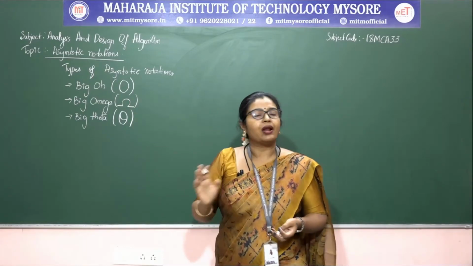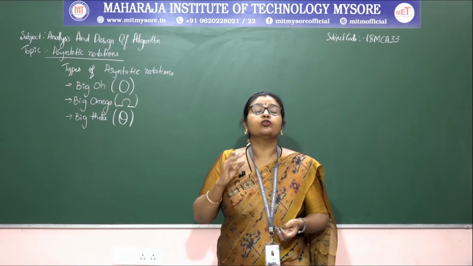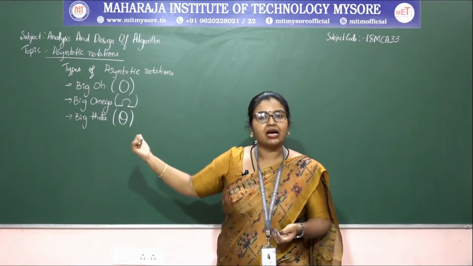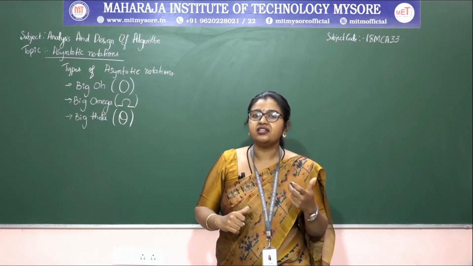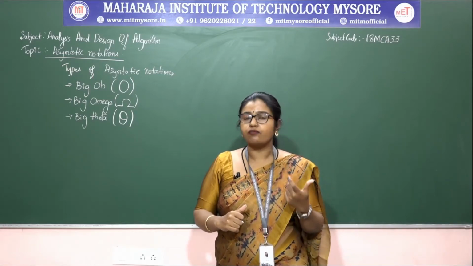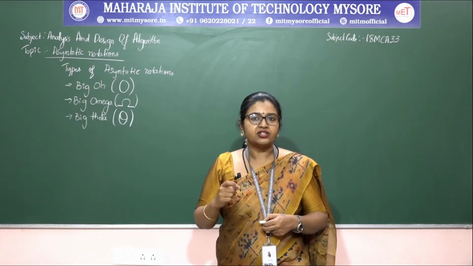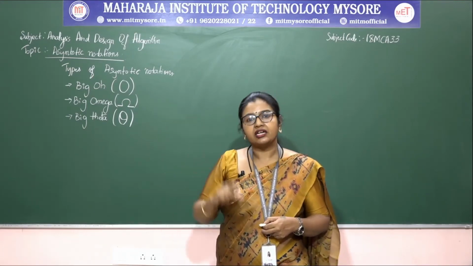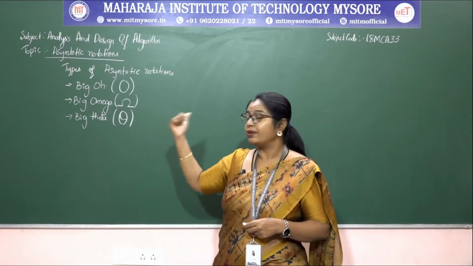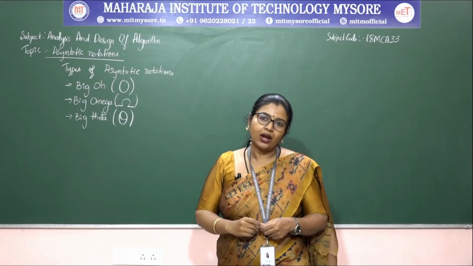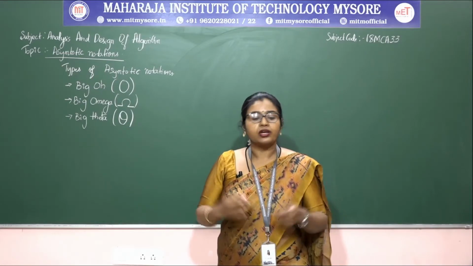So let us see one by one how you are going to represent the order of growth of the algorithm using these asymptotic notations, and what are the criteria or the constraints for representing our order of growth in the asymptotic notations. So what are the constraints for big O, what are all the constraints for big omega, what are all the constraints for average case, that is big theta, we are going to learn one by one.